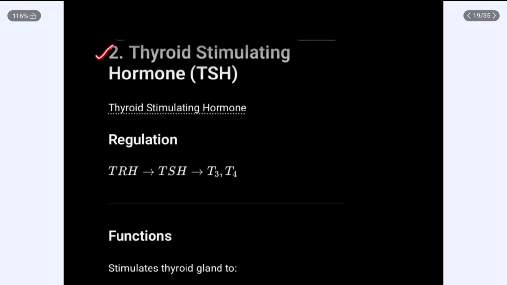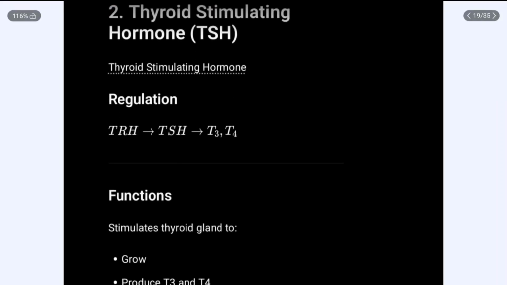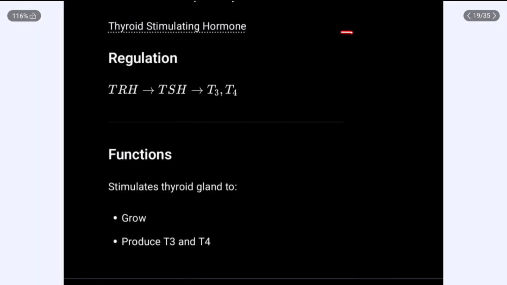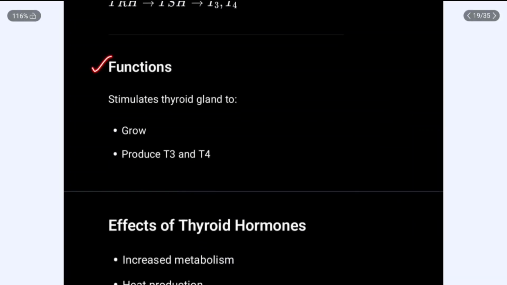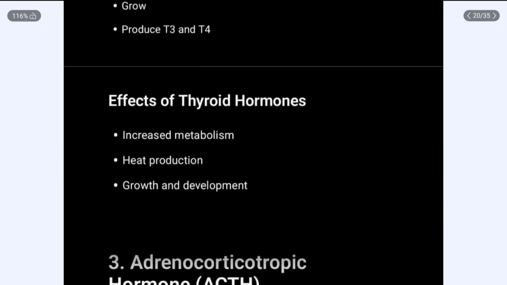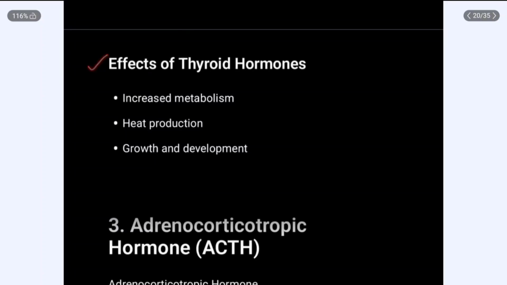Now another hormone is thyroid stimulating hormone. As we all know, TRH, thyrotropin releasing hormone, induces the secretion of TSH, thyroid stimulating hormone. The thyroid stimulating hormone acts on the thyroid gland and secretes T4 and T3. Now what is the function? It stimulates the thyroid gland to grow and produce T3 and T4. Effects of thyroid hormones: increased metabolism, heat production, growth and development.